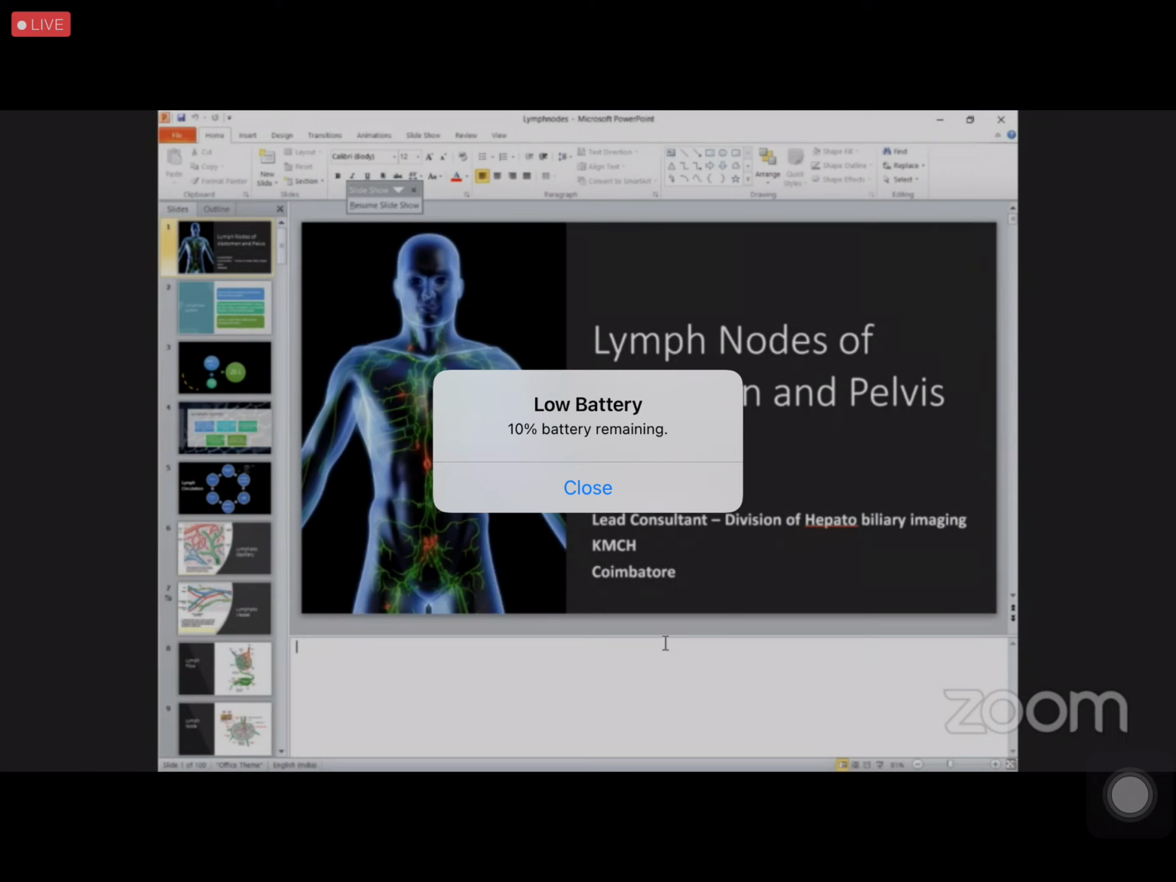Which group does the portocaval lymph node come under? The lymph nodes along the portal group come under the hepatic group of lymph nodes, on the portal veins.